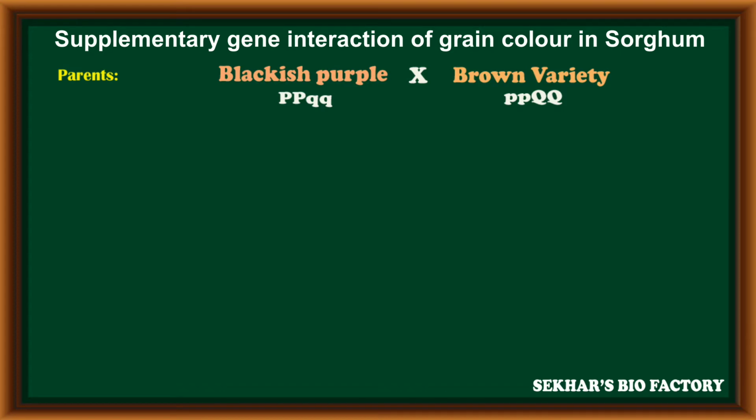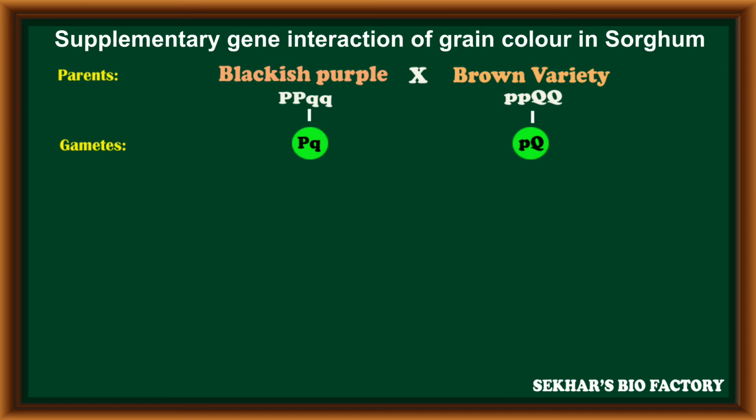By conducting a cross between the blackish purple and brown varieties, let us discuss how the inheritance pattern will be changed due to supplementary gene interaction. Here, one parent with blackish purple grains is expressed with the genotype P P q q. The brown variety expresses its trait because of the small p p Q Q allelic combination.